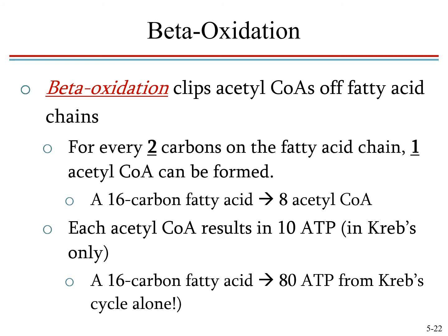Right, beta oxidation is an interesting concept, and what it is, it clips acetyl-CoAs off fatty acid chains as needed. So think about it this way. For every 2 carbons on a fatty acid chain, 1 acetyl-CoA can be formed. So think a 16-carbon fatty acid, divide that by 2, you get 8 acetyl-CoAs. Now, each acetyl-CoA results in 10 ATP, and we're just talking about the Krebs cycle. So 16-carbon fatty acid, 80 ATP. So make sure you can do this conversion. It's just division by 2 and then times 10. Right, so 8 times 10 gave us that 80 ATP from Krebs cycle alone. So that's a lot of energy.